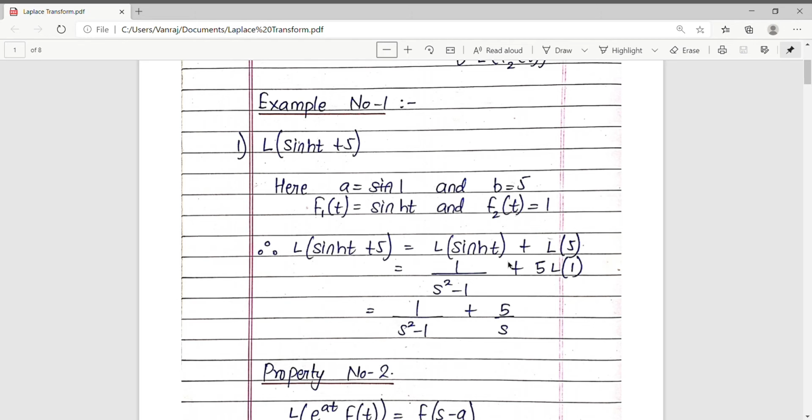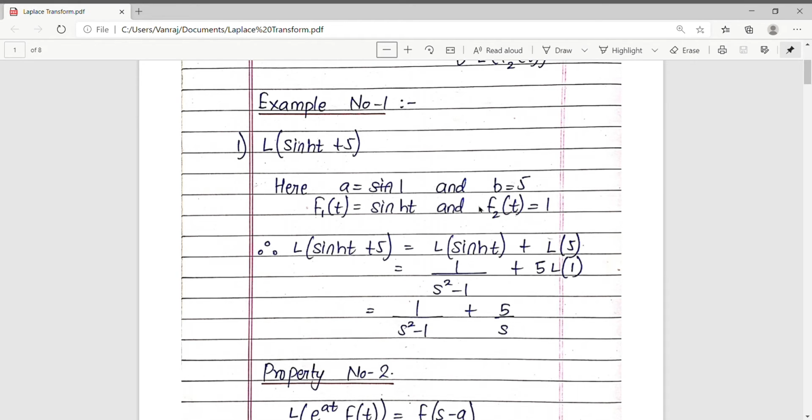transform of 5. So we know the formula of Laplace transform of sine hyperbolic at, which is a upon s square minus a square. Here a is 1, that's why 1 upon s square minus 1 square, which is 1. And we also know the formula of Laplace transform of 1, which is 1 upon s. So here 5 was constant, that's why I have taken it outside and I have written Laplace transform of 1. So 1 upon s square minus 1 plus 5 into 1 upon s, which is 5 upon s. So this is our final answer.